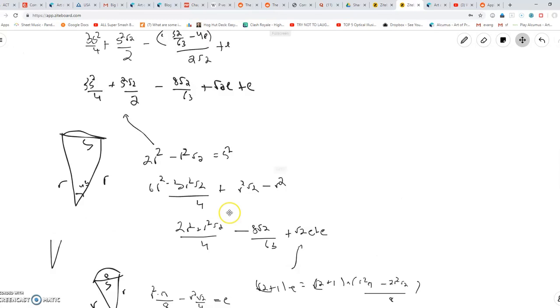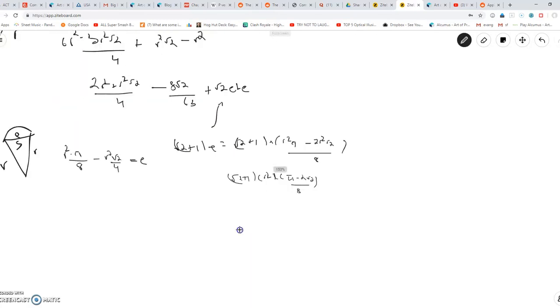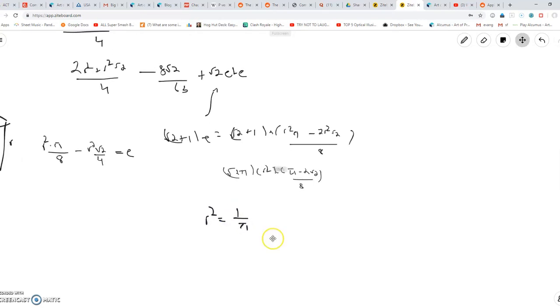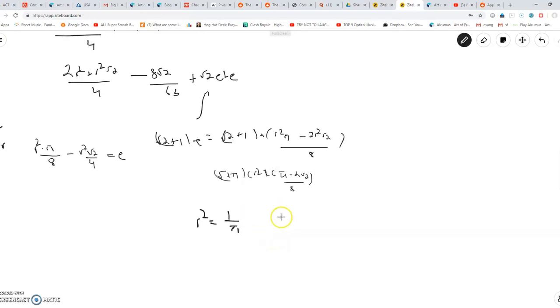And also, since the area of the circle is equal to 1, that means r squared pi is equal to 1. So r squared is equal to 1 over pi. And so we can substitute that back in over here. And we see that it's equal to square root of 2 plus 1 times 1 over pi times pi minus 2 root 2 over 8.